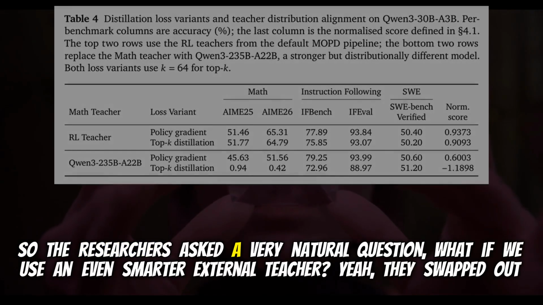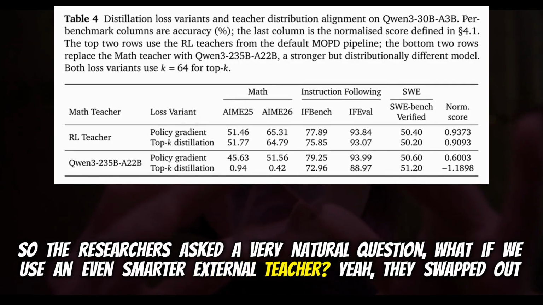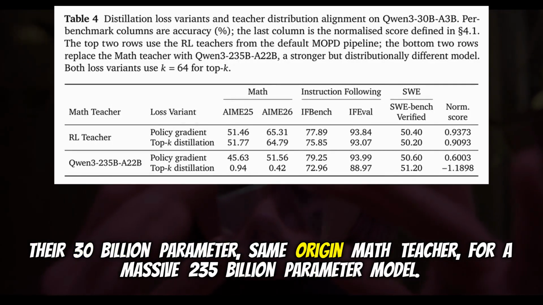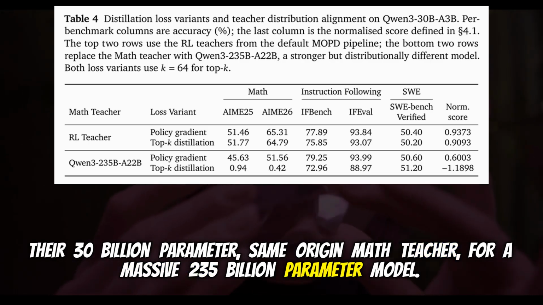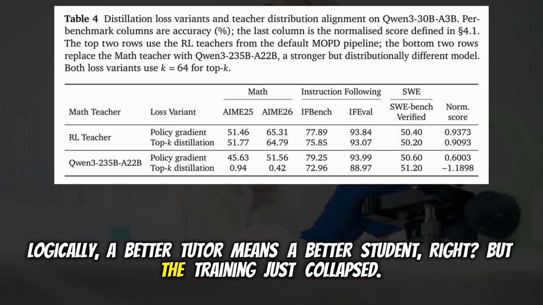So the researchers asked a very natural question. What if we use an even smarter external teacher? Yeah, they swapped out their 30 billion parameter same origin math teacher for a massive 235 billion parameter model. Logically, a better tutor means a better student, right? But the training just collapsed.